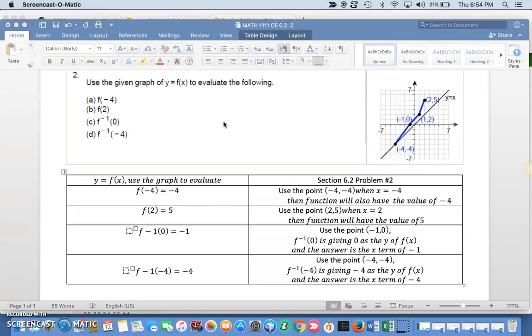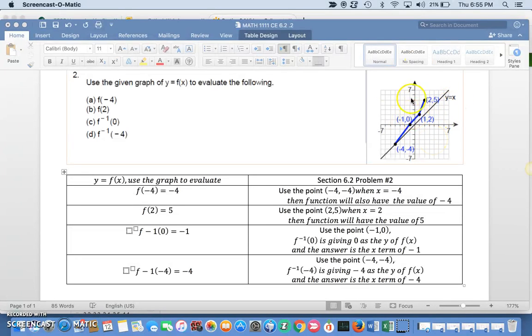Okay, this is problem number 2 in section 6.2. It says use the given graph of y equals f of x to evaluate the following. You've got these basic 4 points over here, and these are the points for f of x: (-4, -4), (-1, 0), (1, 2), (2, 5).